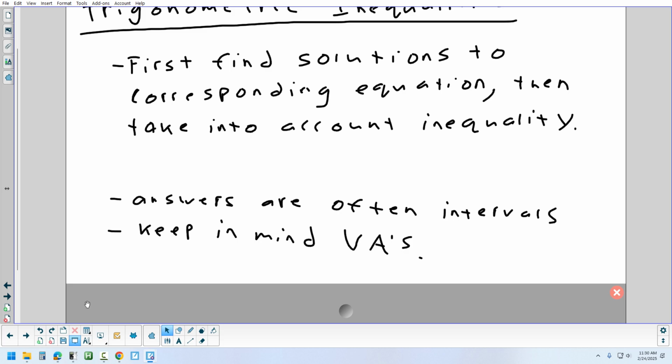Remember that if you have a vertical asymptote, that breaks your interval. You can never include a vertical asymptote in the interval. If there are vertical asymptotes in these problems, they're going to be easy to find. Okay, they're not going to be complicated. You might have one at like pi, or 2 pi, or 0. Okay, they're going to be easy to see.